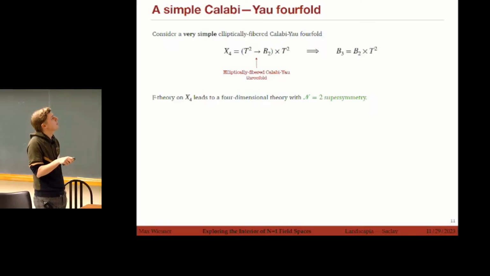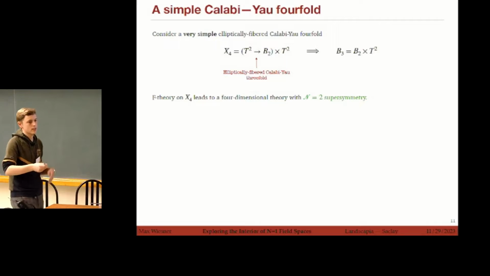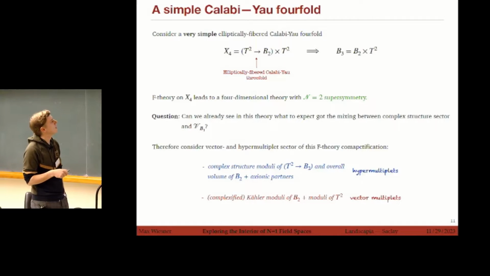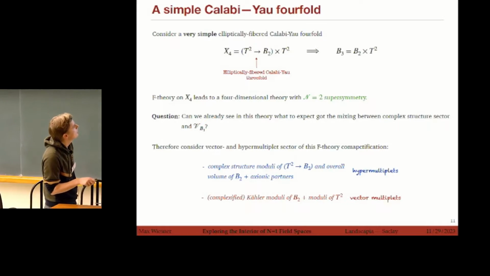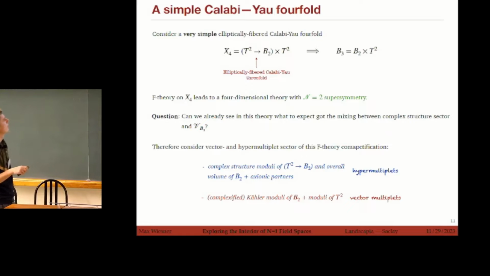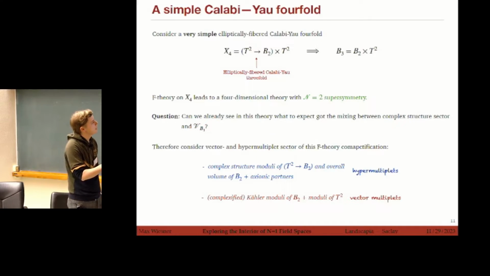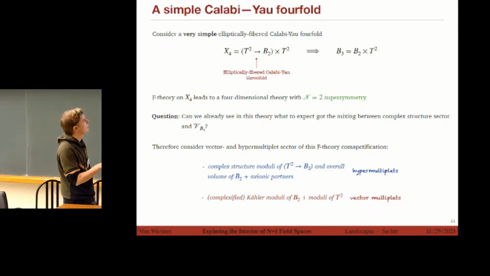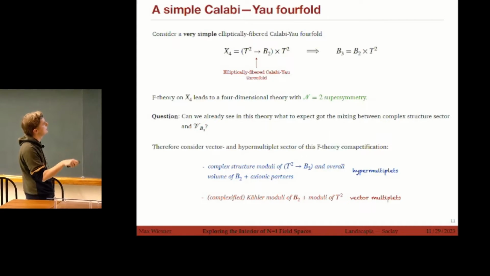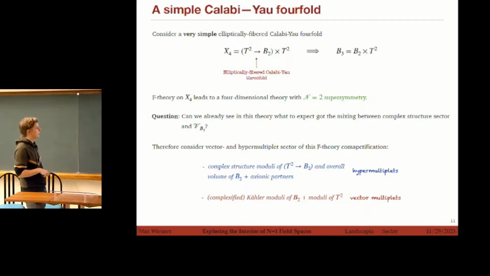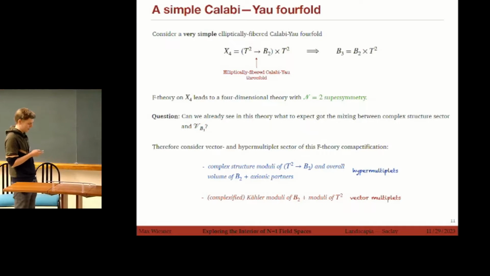So F-theory on X4 now leads to a four-dimensional theory with N=2 supersymmetry, but I would not immediately view this as some kind of orientifold. So the question is, can we already see in this theory what to expect for the mixing between the complex structure sector and the overall volume modulus? In this N=2 theory, we have a factorization between the vector and hypermultiplet sectors. The hypermultiplets are the complex structure moduli of the Calabi-Yau threefold upstairs, and the overall volume of B2 plus axionic partners. And the scalar moduli of B2 and the moduli of T2 are in the vector multiplets.